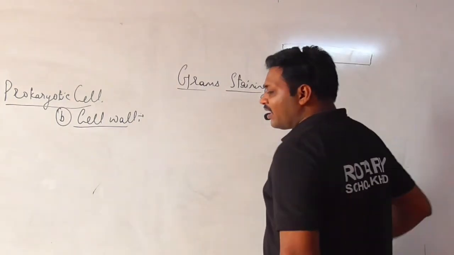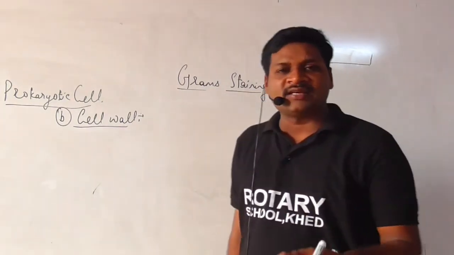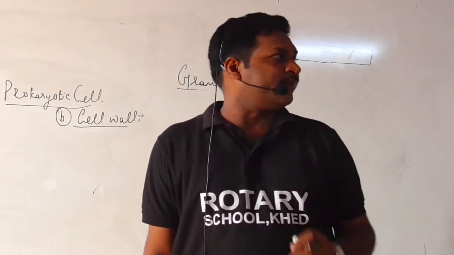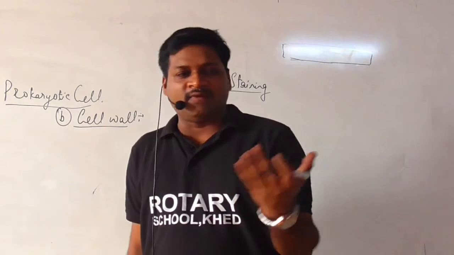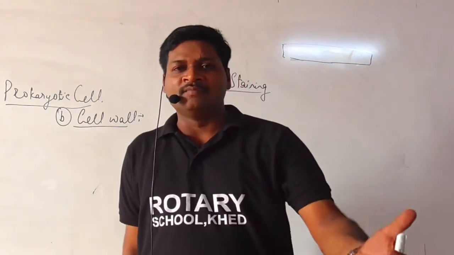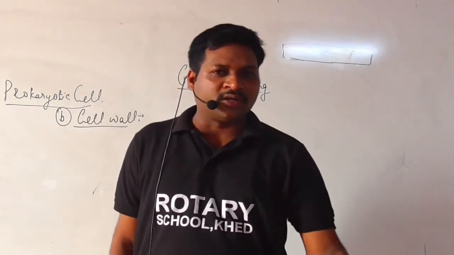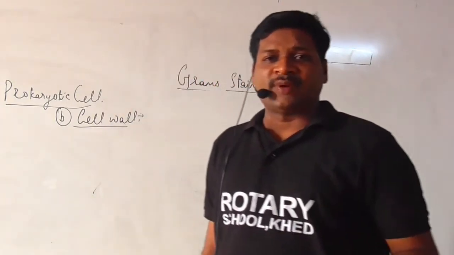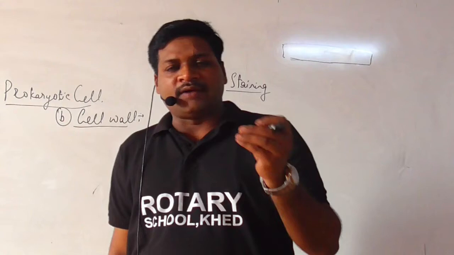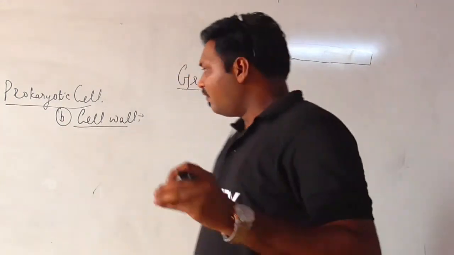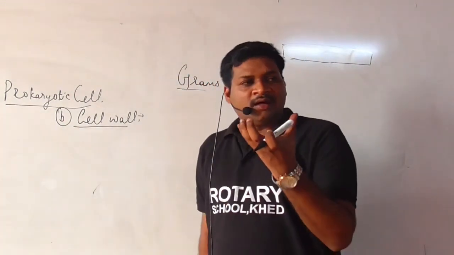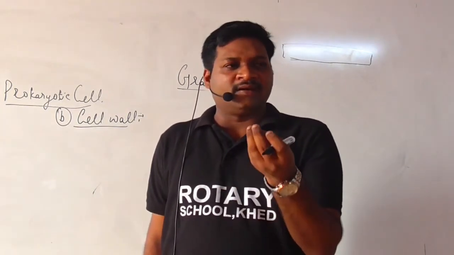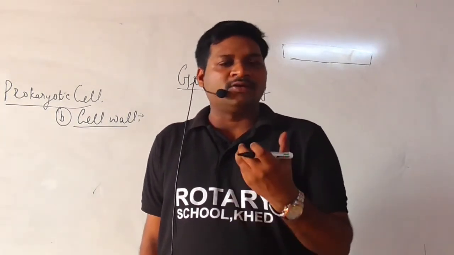For Gram staining, we have to culture the bacteria. We can collect bacteria from the atmospheric conditions, like from the soil, from the water, and from the air also. There are certain methods by which we can collect these bacteria. After collection, we can culture them on petri plates or petri dishes. This is done in the microbiology laboratory.